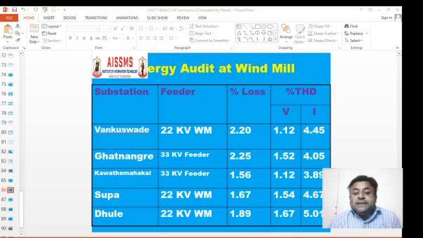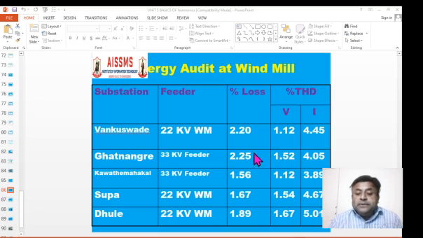Kauthe Mahakal 33 kV feeder, the loss was 1.56%. Voltage and current distortions respectively are 1.12 and 3.85. Supa substation 22 kV windmill, 1.67 is the percent loss, and voltage and current distortion is measured as 1.84 and 4.67% respectively. Dhule is having again a 22 kV windmill feeder, and the percent loss was 1.89%, with 1.67 and 5.01 as the THD values. So in this way, the energy audit was conducted and these findings were noted at that time.